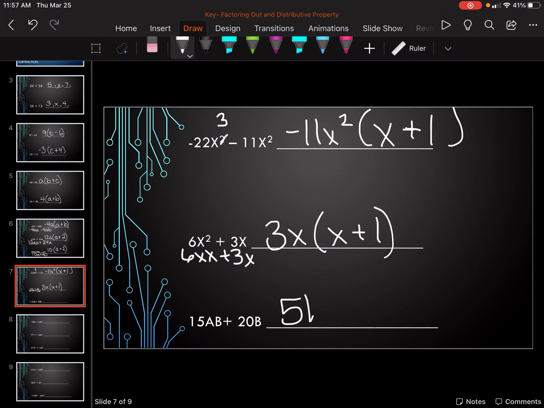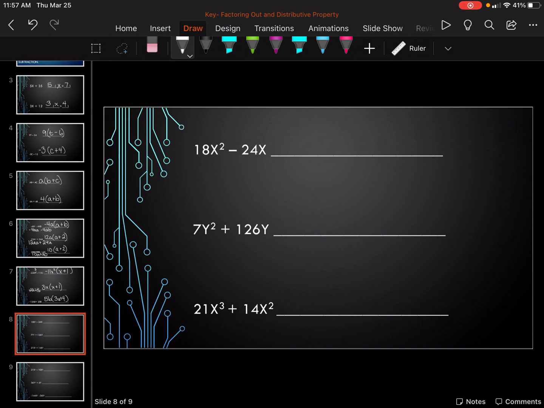Here we can pull out 5b, and we would have 3a plus 4. Okay. Next, we can definitely pull out an x. Let's see, 18 and 24. We can pull out 6x. So then 18 divided by 6 gets me 3x, minus 24 divided by 6 gets me 4 left.